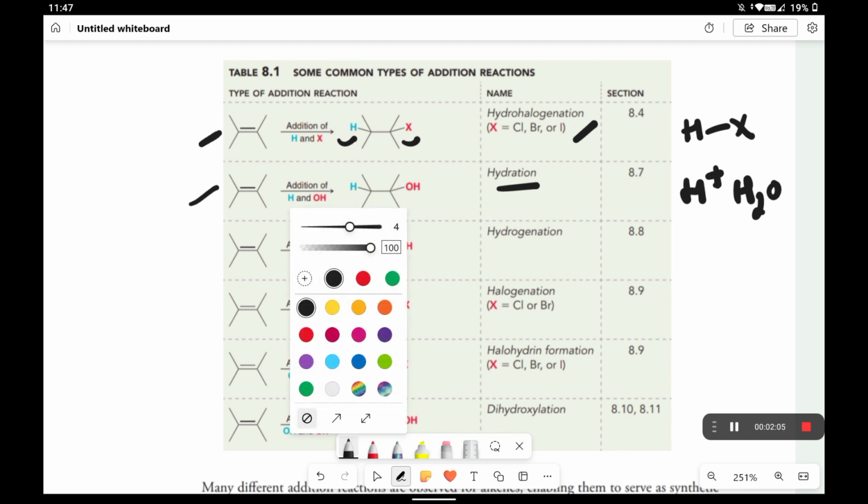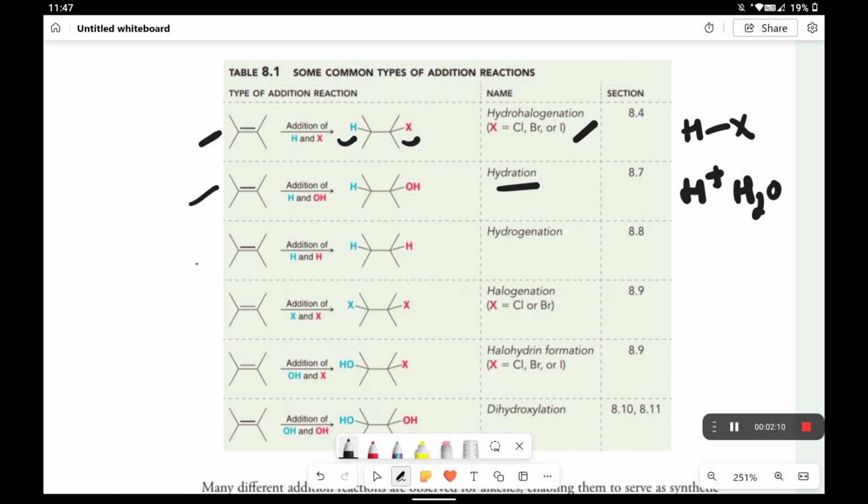Next one is hydrogenation. Hydrogenation is nothing but addition of hydrogen atoms. Two hydrogen atoms are added across the double bond. If you use metals such as platinum or palladium, syn hydrogenation takes place. Here we require a catalyst such as platinum or palladium, or any other catalyst. This is called hydrogenation reaction.